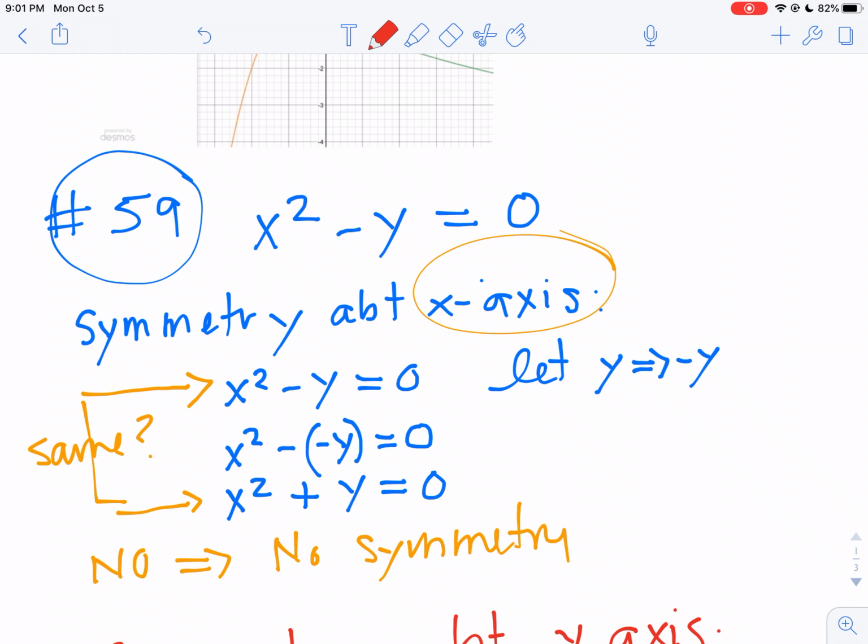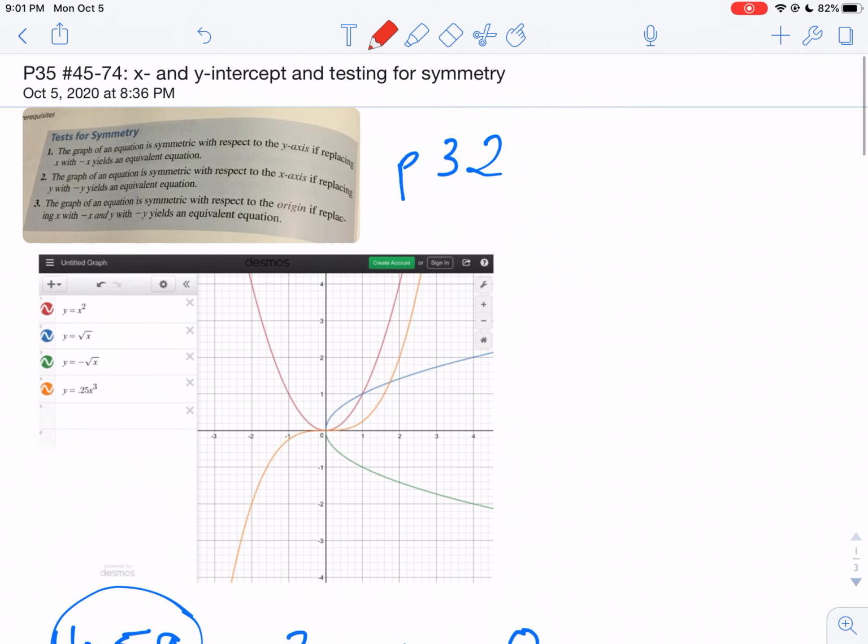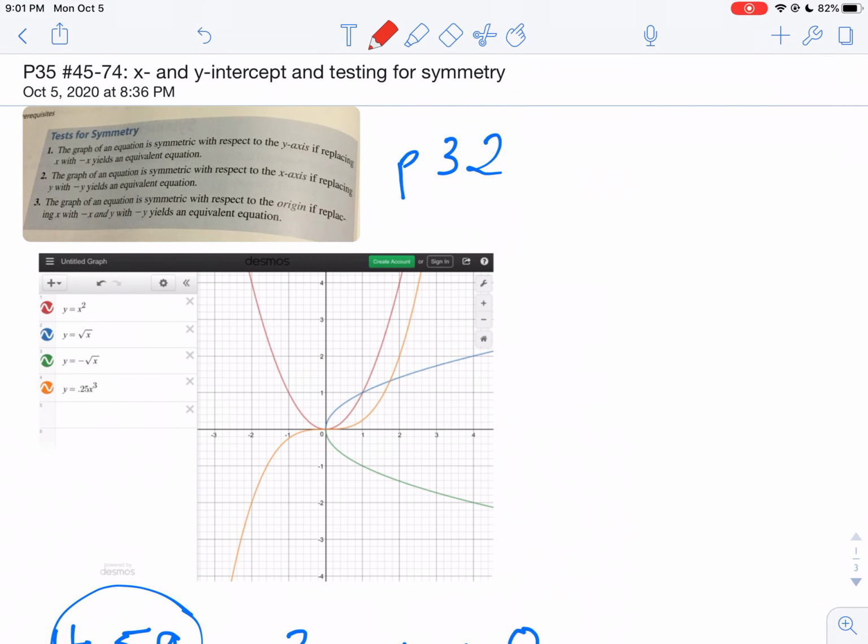This is for page 36, problems 45 to 74, x and y-intercept, and testing for symmetry.